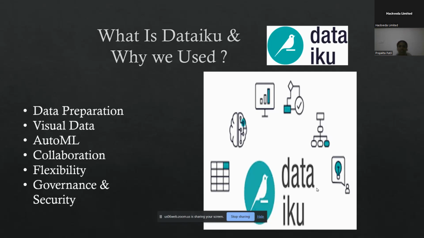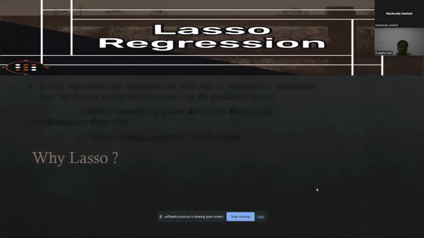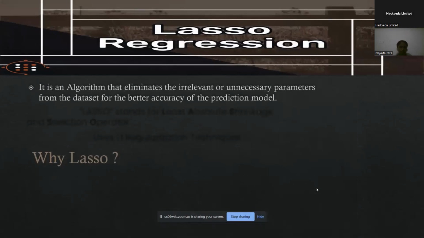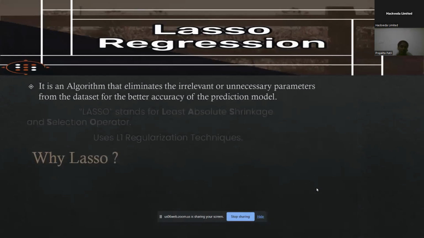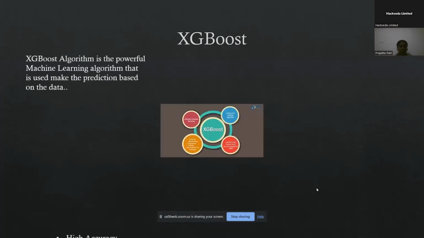Next one is Lasso. Lasso is the Least Absolute Shrinkage and Selection Operator. It is a regression technique used in ML. It is particularly useful when dealing with high dimensional datasets where the number of features is larger than the number of observations. After that, we will see XGBoost.